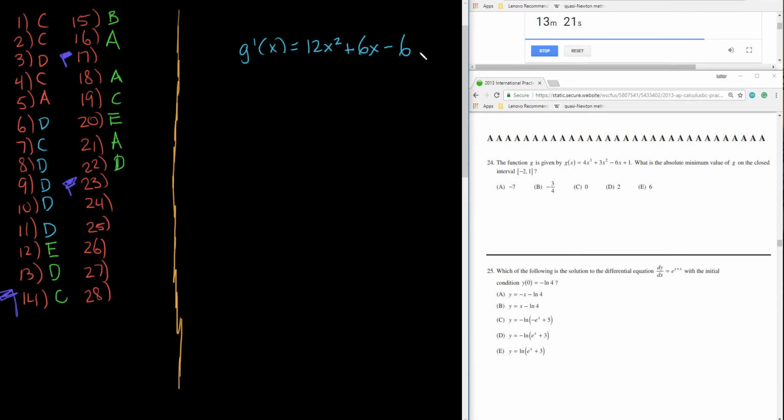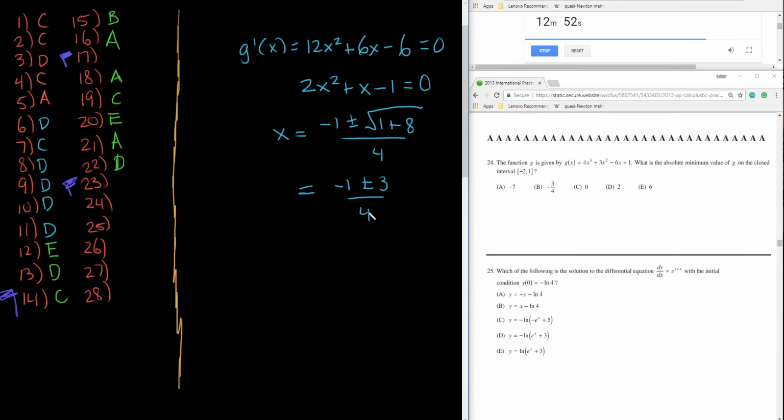Okay, and if this equals 0, then we can divide by 6 and get 2x squared plus x minus 1 equals 0. Now we solve for x with the quadratic formula: negative 1 plus or minus the square root of 1 plus 8, divided by 4. So this equals negative 1 plus or minus 3 over 4. So if we subtract 3, then we're going to get negative 1.